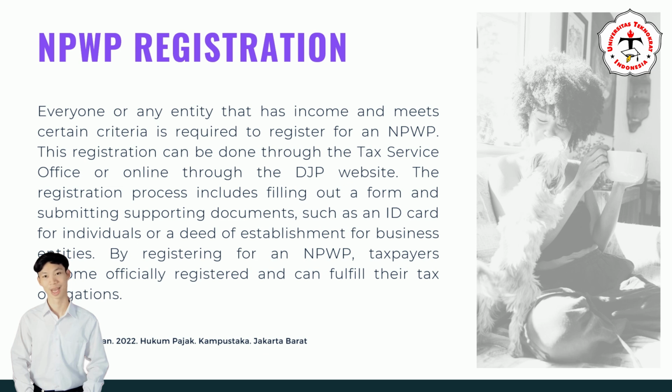NPWP registration. Everyone or any entity that has income and meets certain criteria is required to register for an NPWP. This registration can be done through the Tax Service Office or online through the DJP website. The registration process includes filling out a form and submitting supporting documents such as an ID card for individuals or a deed of establishment for business entities. By registering for an NPWP, taxpayers become officially registered and can fulfill their tax obligations.